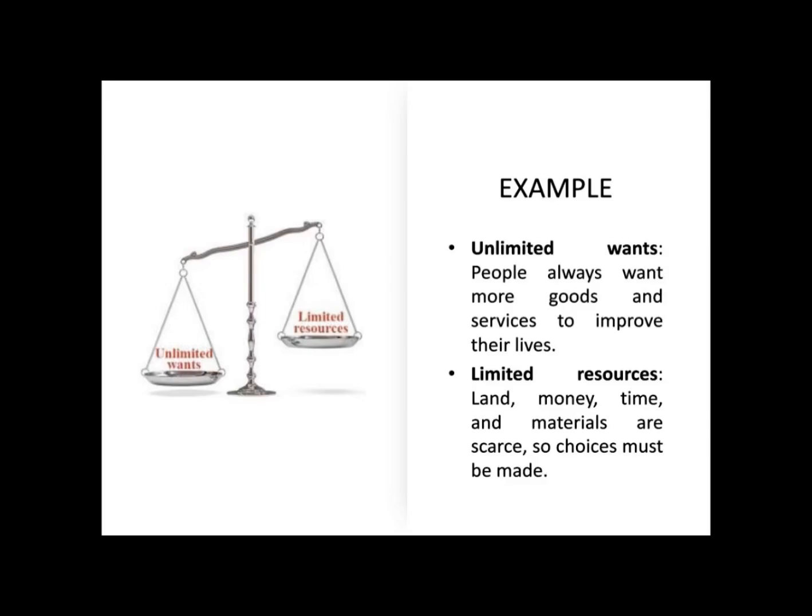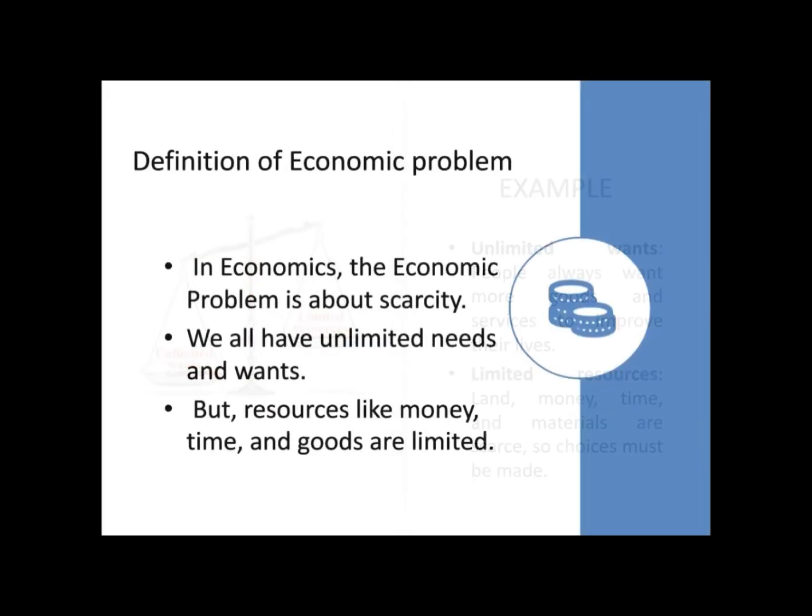Now, let's look at a real life example to make this idea clear. On the one hand, people always have unlimited wants. They want more goods and services to improve their lives. On the other hand, the resources to make these goods and services, like land, money, time, and materials, are very scarce. Because of this, choices must be made. People, businesses, and governments must decide what is most important and what must be left out. They may choose to build hospitals, or they may choose to improve schools, but one will be left out.